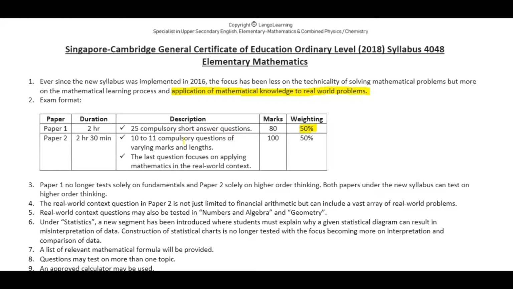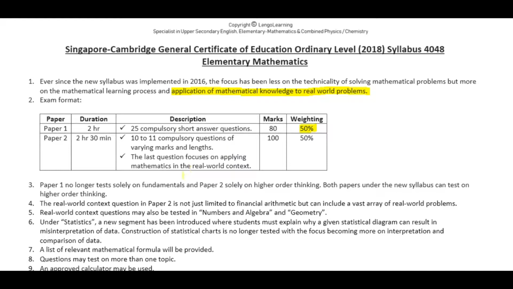It comprises 10 to 11 compulsory questions of varying marks and length. So usually the questions in paper 2 will be longer. There will be fewer questions, but each question will have many sections to it, and they will carry more marks.